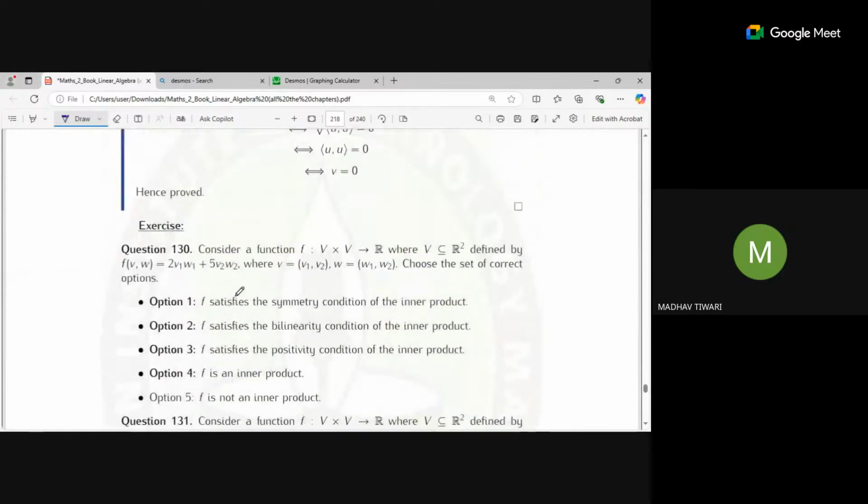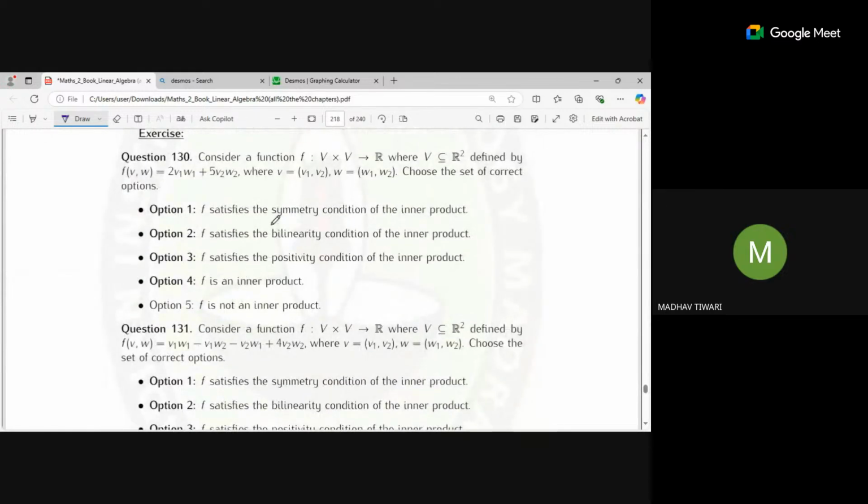So let's solve some questions here. You are given a function, here it is, that is defined for inner product space. We are going to check whether this is an inner product or not. So you are given that the inner product of two vectors is defined like this. Let's see whether it is following all the properties of inner product or not.